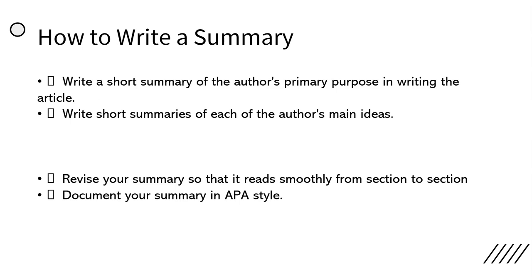And then you're going to go through the article or the chapter, break it down, and identify the main supporting ideas that come across in that article or chapter. And then write short summaries, literally just a sentence, of each of the author's main ideas. Once you've done your draft, you want to revise your summary so that it reads smoothly from section to section. And you also want to document your summary in APA style. Okay, so that's part of the job too.